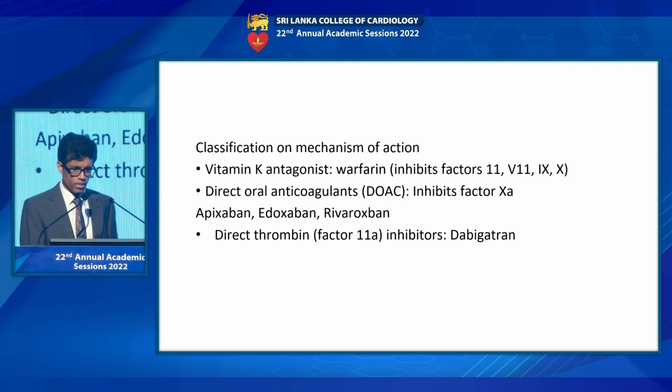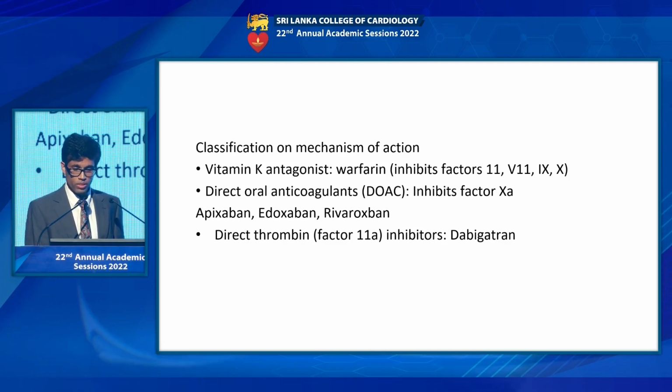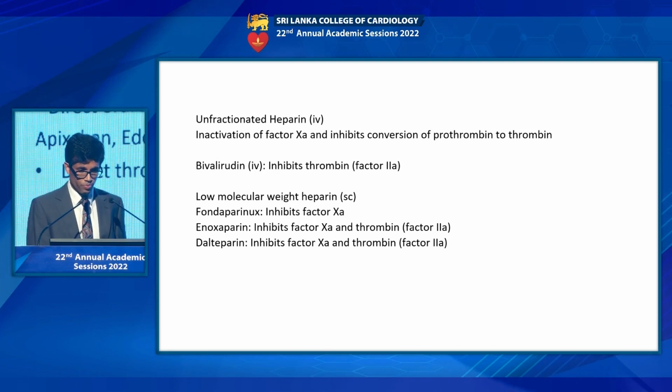So vitamin K antagonists, as the name suggests, stop the vitamin K dependent formation of clotting factors 2, 7, 9, 10. The direct oral anticoagulants inhibit factor 10A. They are mainly apixaban, edoxaban, rivaroxaban. You've heard of all these names. The direct thrombin factor 2A inhibitors like dabigatran.